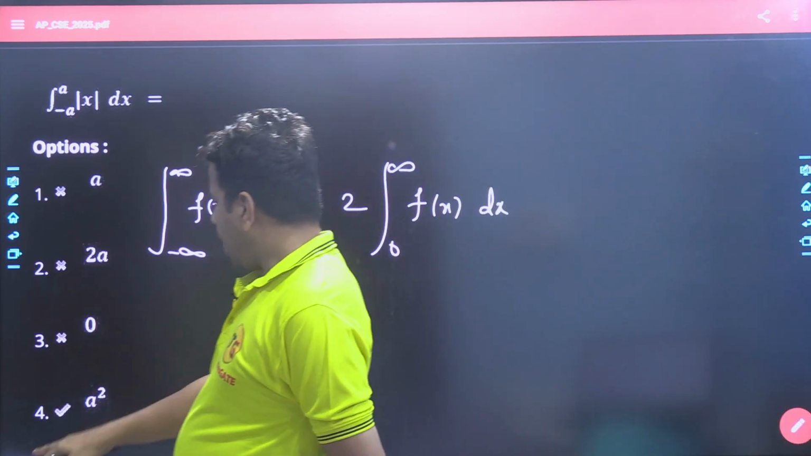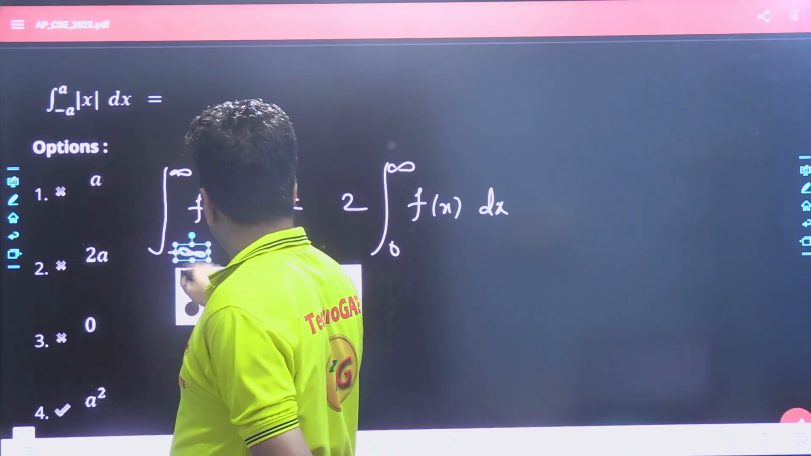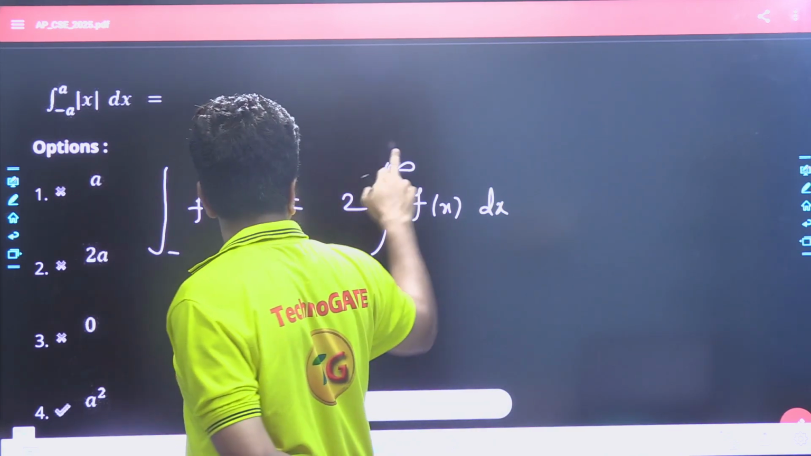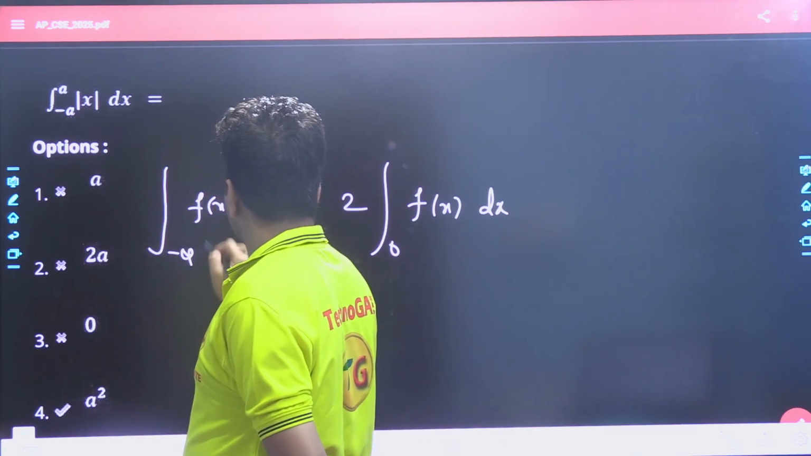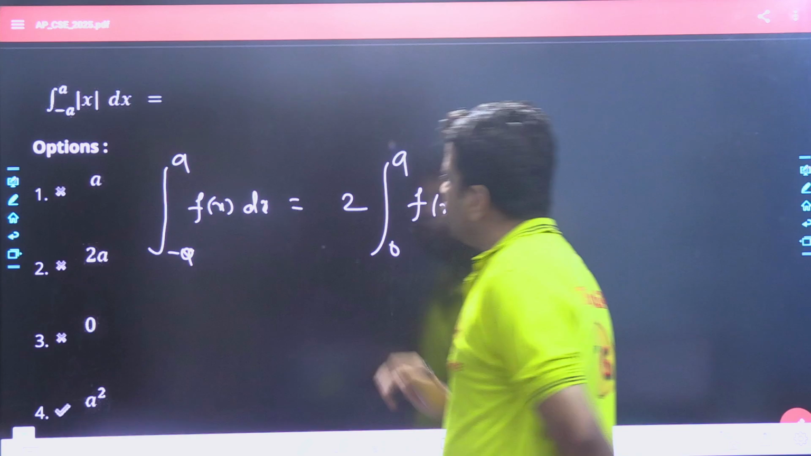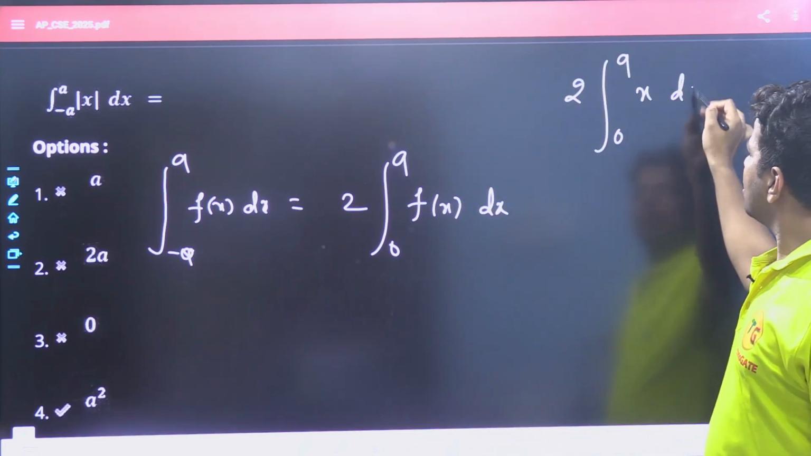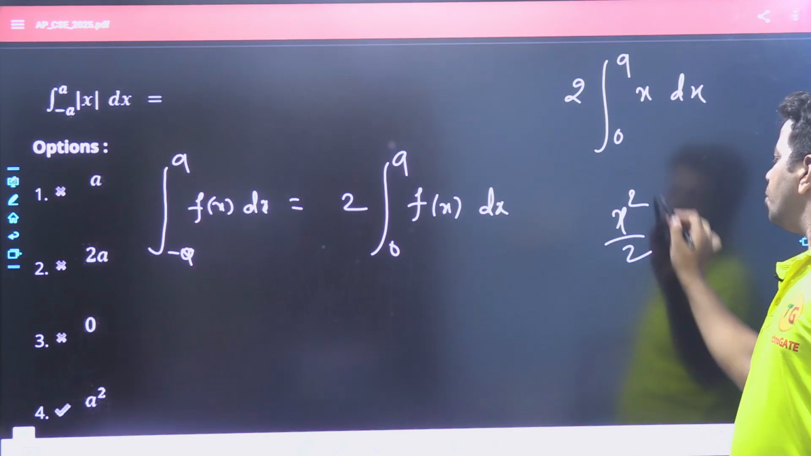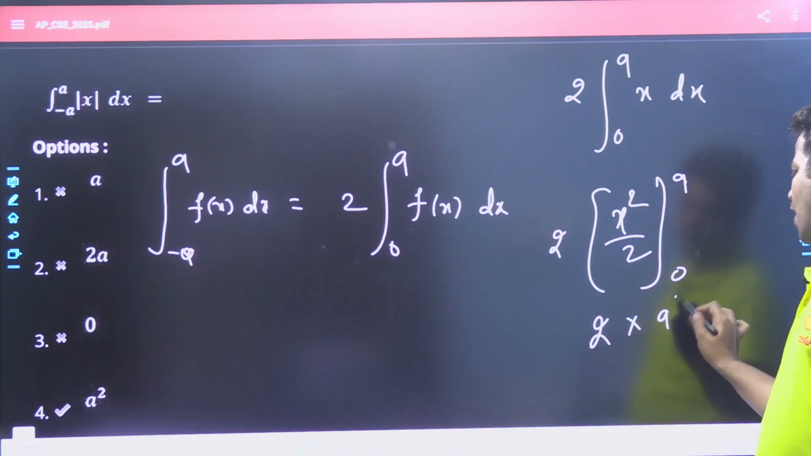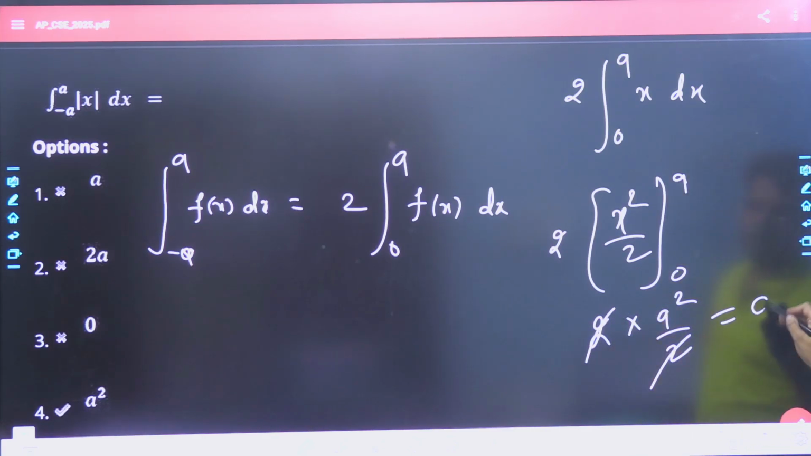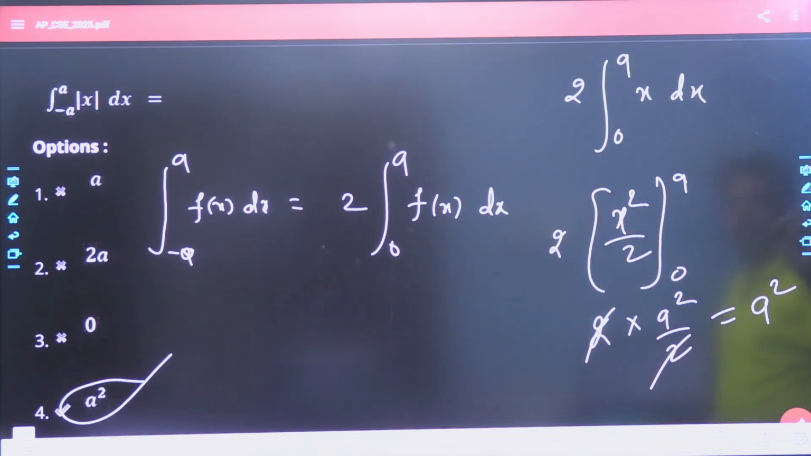Here the limit is what? Minus a to a. So you can just put the limit, minus a to a, so this becomes 0 to a. So you need to do 2 times the integration from 0 to a of x dx. So this is x square by 2, from 0 to a. So this becomes a square by 2. So your final result is what? It's simply a square. You can go with the last option.